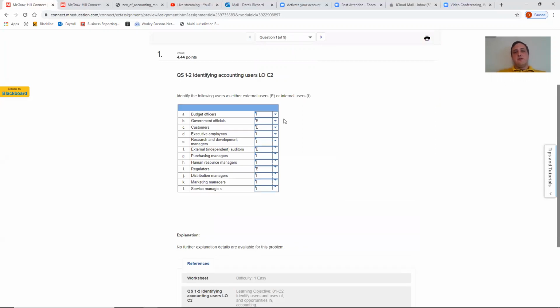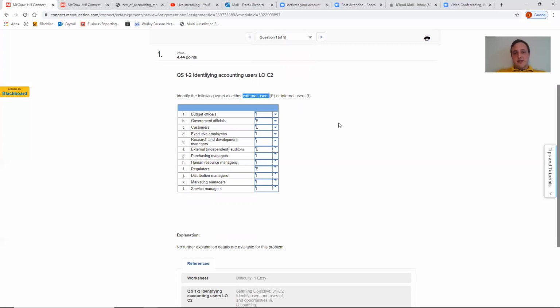Okay, identifying the following users as either external or internal. So for accounting, we need to make sure that we keep the distinction between internal and external users. Internal users, by definition, are going to be privy to a little bit more information, and they're going to have to see things in a specific view. And we can modify it a little bit more for internal users because those are our employees or our management or our board, and they're privy to the day-to-day of the operations. And so we'll be able to report a little bit differently.